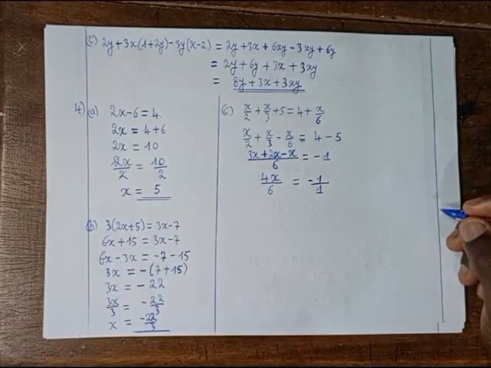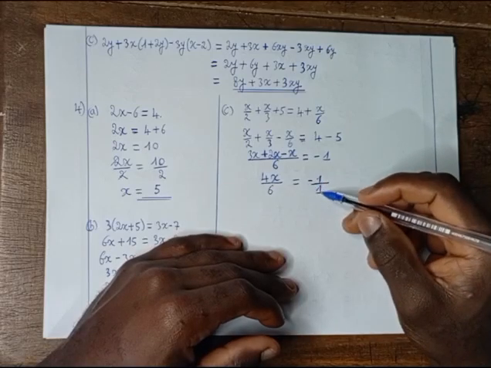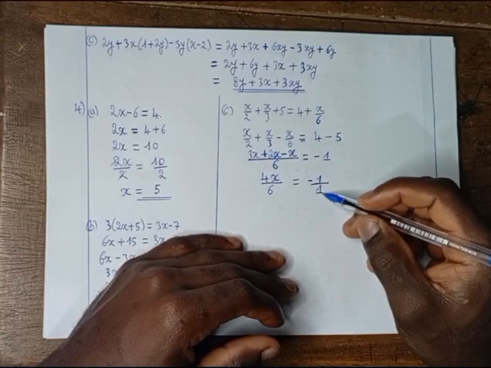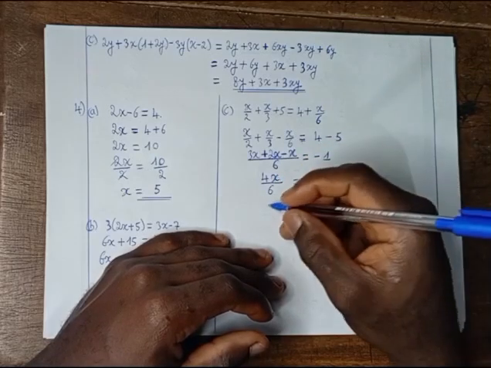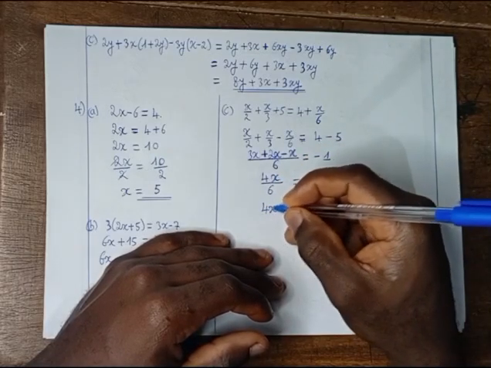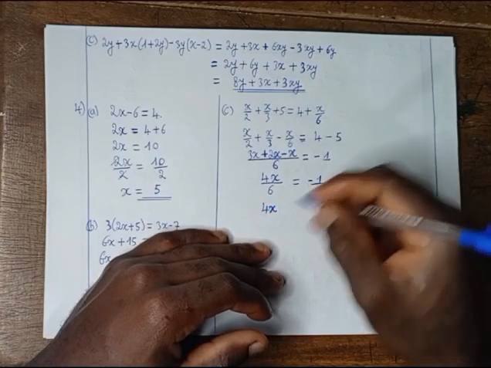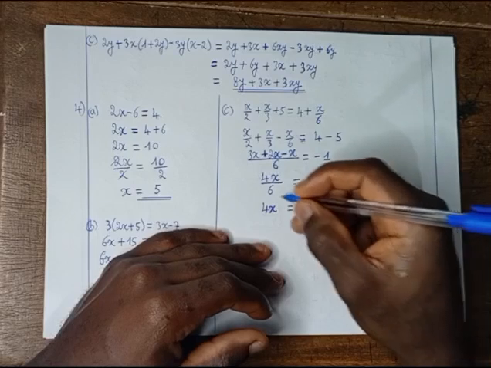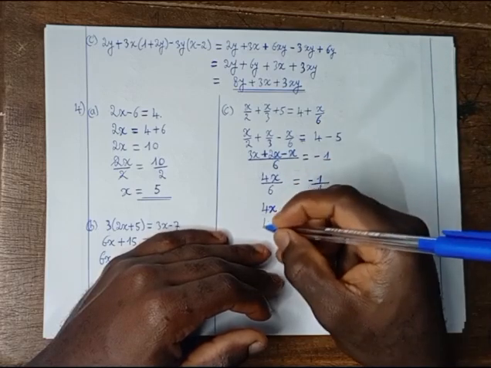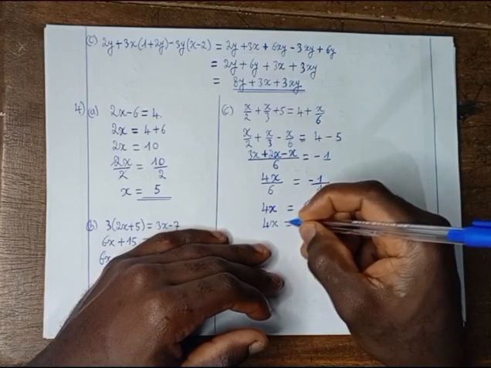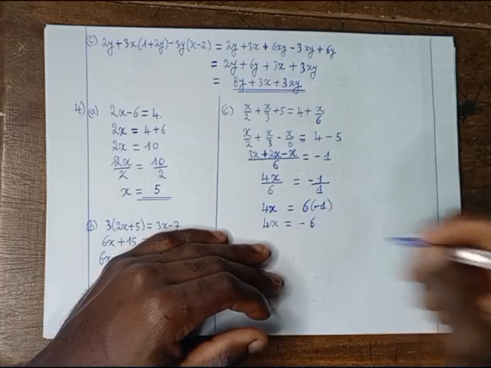For us to get the value of x, we are going to multiply through by the LCM of the denominators of the two fractions, which is 6. So this will give us 4x times 1, which is 4x. If we cross multiply, that's a faster way of getting it. 4x times 1 means 4x equal to 6 times negative 1. This will give us 4x to be equal to negative 6.